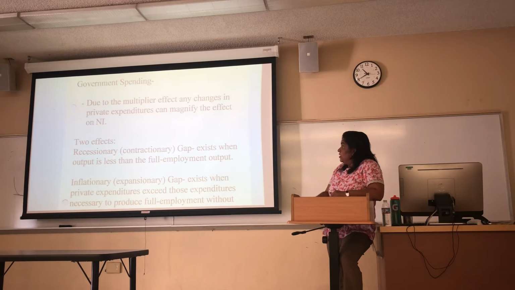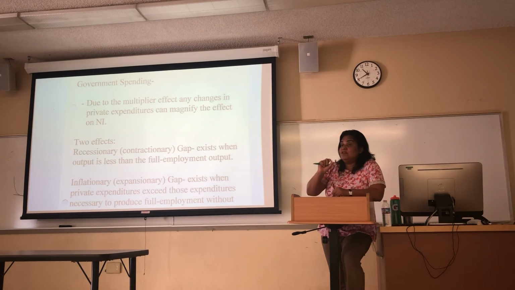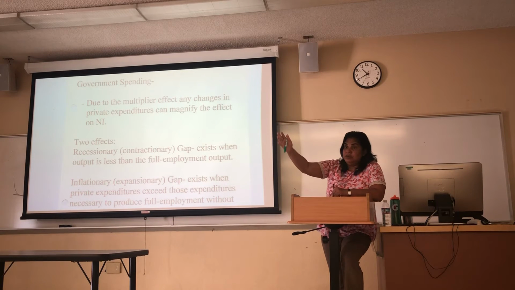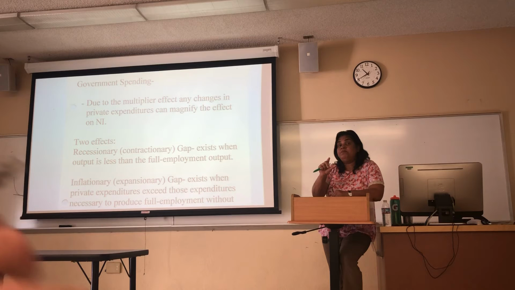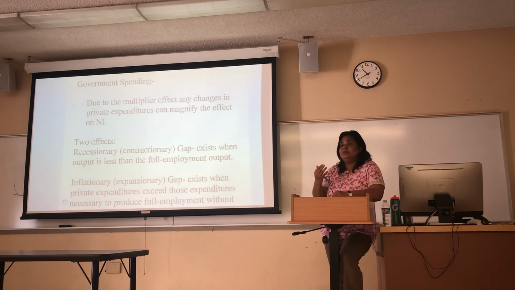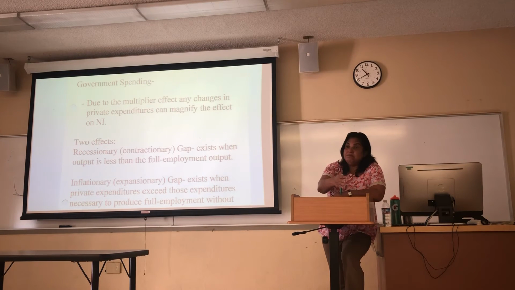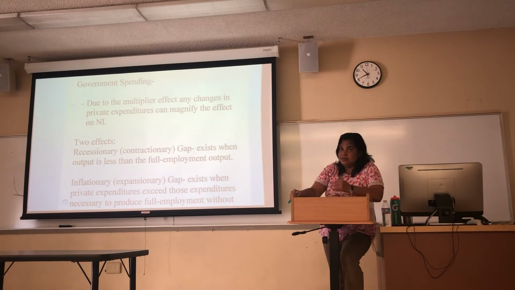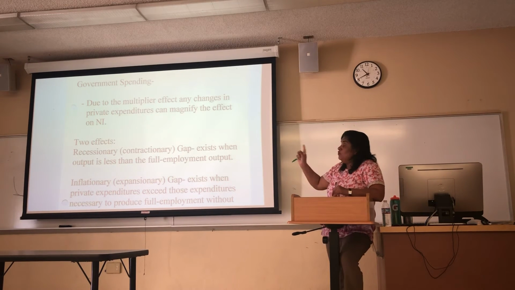Okay? So that's the multiplier effect. Due to the multiplier effect, any changes in private expenditures can magnify the effect on national income. Just like if I put in $100, it creates some additional amount of income, what would happen if I take $100 out of the system? It has a bigger impact. National income is not going to go down by 100; it's going to go down by a much bigger amount depending on what the multiplier is, whether it's 10, whatever the number is. So it works both ways.